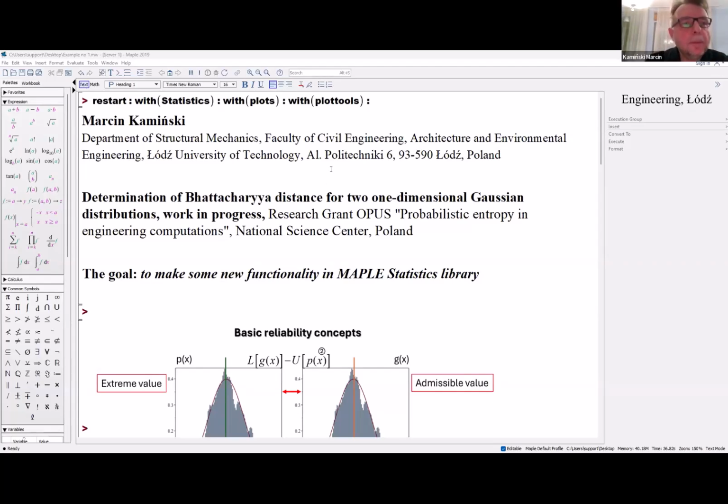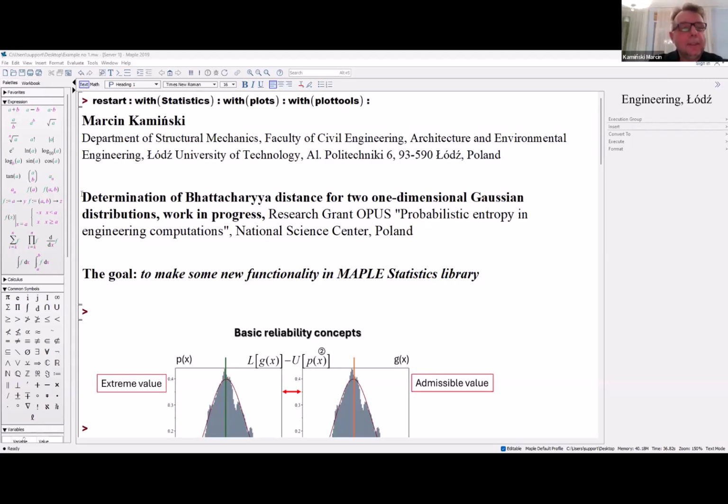Ladies and gentlemen, dear members of the Maple community, do you see my screen in Maple? We see it, yes, thank you. Yeah, fantastic. I came from a Department of Structural Mechanics. This is Faculty of Civil Engineering, Architecture, Environmental Engineering, so I'm not a computer scientist. This is a Polish university, Łódź University of Technology, and we have been using Maple for more than 20 years because of different books, different computer versions of the same software. So we are strongly associated with Maple solutions.